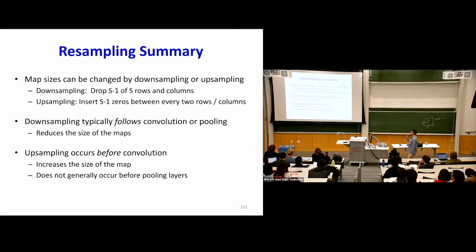In summary, map sizes can be changed by downsampling or upsampling. Downsampling drops s-1 of s rows and columns. Upsampling inserts s-1 zeros between every 2 rows and columns. Downsampling typically follows convolution or pooling, so it reduces the size of the maps. Upsampling occurs before convolution. It increases the size of the map and does not generally occur before pooling layers.